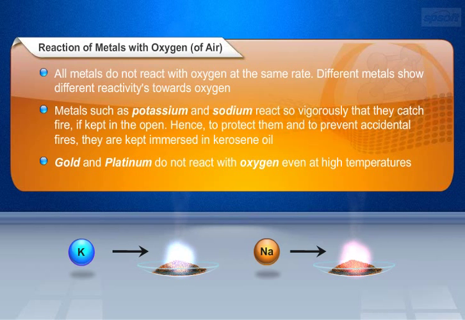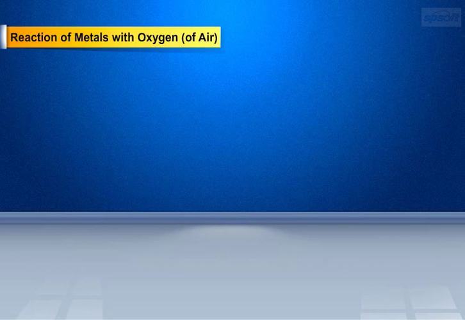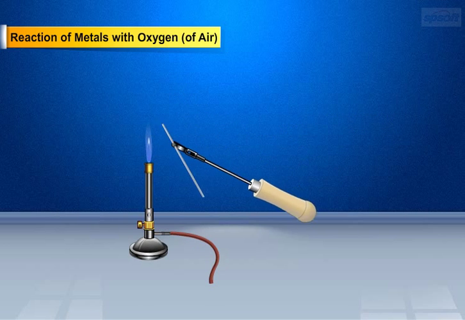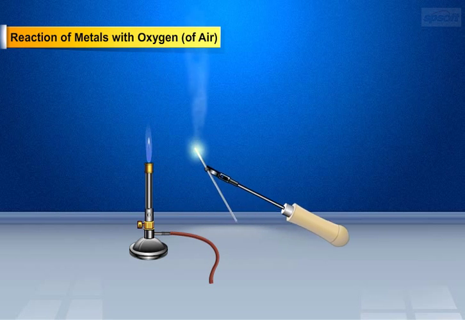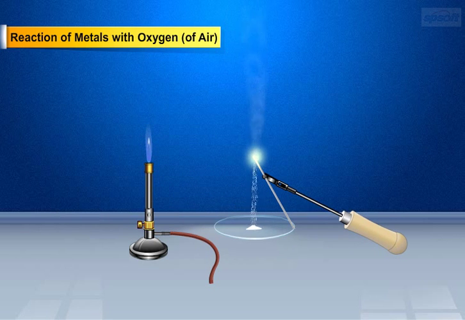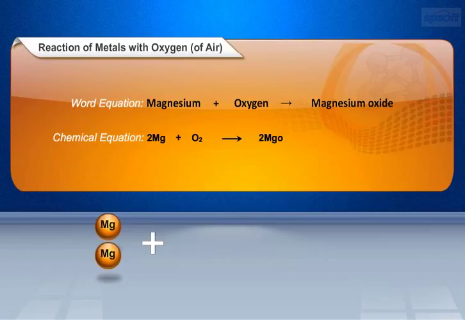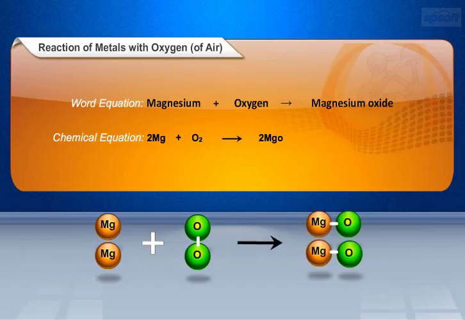Let us do an experiment to understand the reaction of metals with oxygen, that is, air. Take a sample of magnesium wire. Hold the sample with a pair of tongs, and try burning it over a flame. Magnesium reacts with oxygen present in the air, producing an extremely bright flame along with magnesium oxide. The chemical equation is 2 Mg and 1 O2 combine to form 2 MgO.